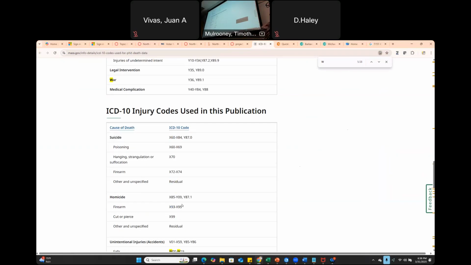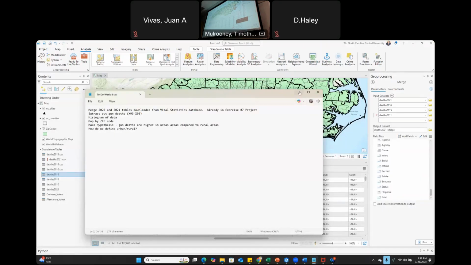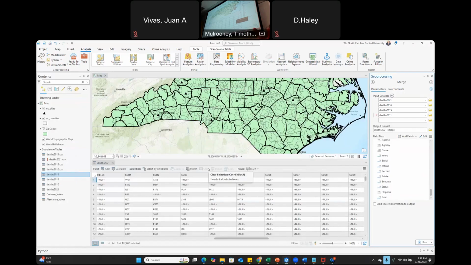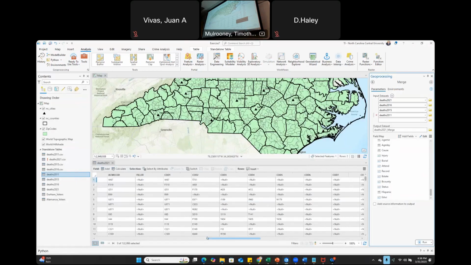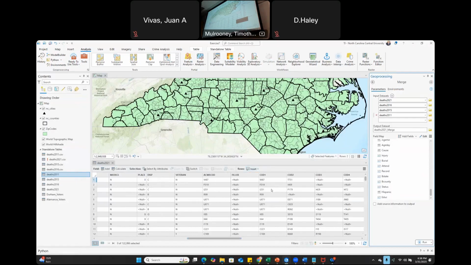How many do you think there were in North Carolina? Gun deaths, a lot? How much is a lot? Okay. All right. How do we query out X93? And we're just looking at code 1 because a lot of times we're looking at this code 1, which is the primary code. Primary code right here.